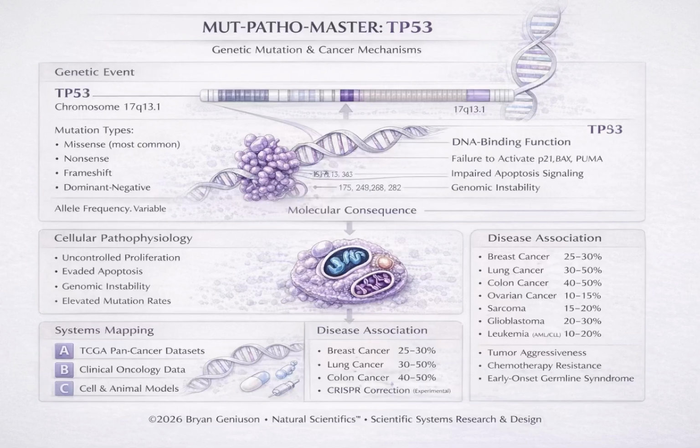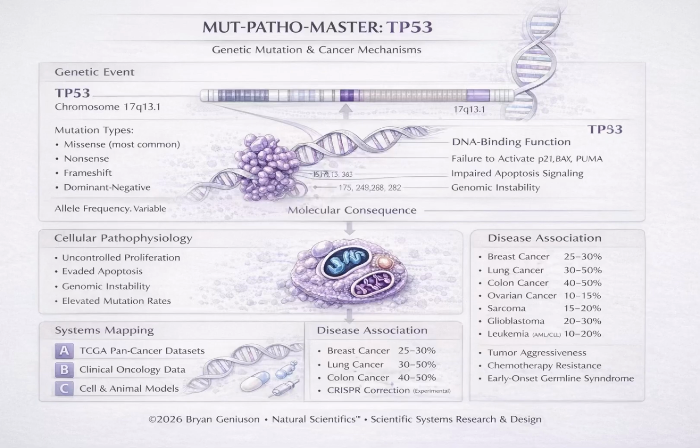Two-tier evidence supports this framework. Tier A evidence includes large-scale genomic sequencing datasets from international cancer genome consortia demonstrating high TP53 mutation prevalence across tumor types. Tier B evidence includes extensive clinical oncology research correlating TP53 mutation status with tumor aggressiveness, prognosis, and treatment response. Mechanistic validation across cellular and animal models further reinforces the biological foundation.